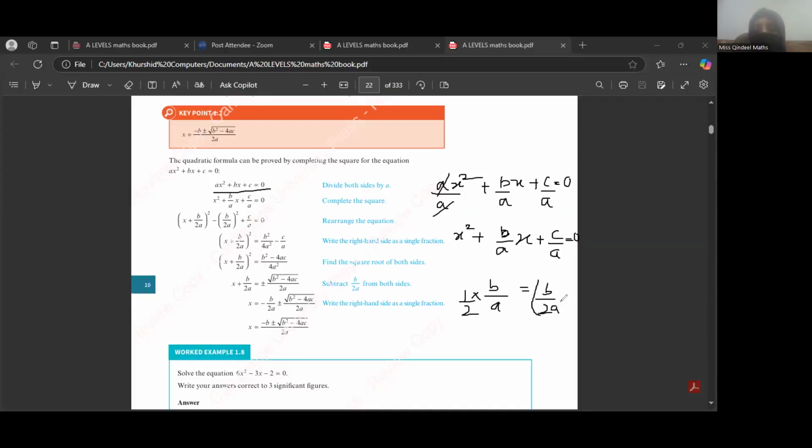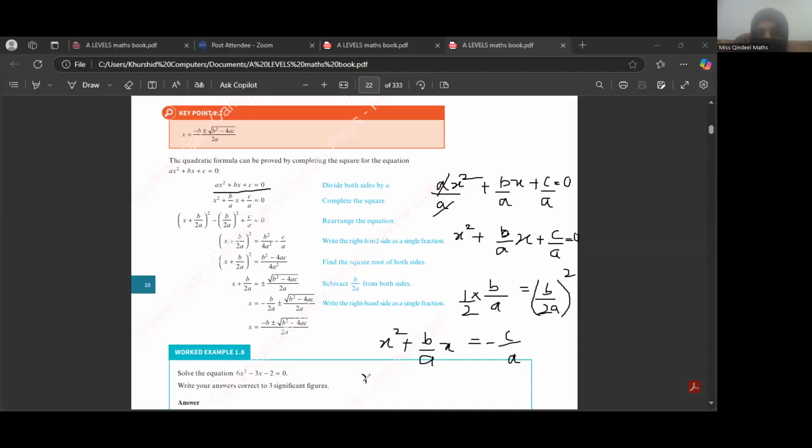Now we have to take the square of this term and add it to the above term, on both sides of the equation. So if I write the above term, x plus b upon a x, now we have to move the other term, the constant term, to the other side of the equation, and if we move it over here, it's written minus b upon a. So now we have to add the term b upon 2a whole square on both sides of the equation.